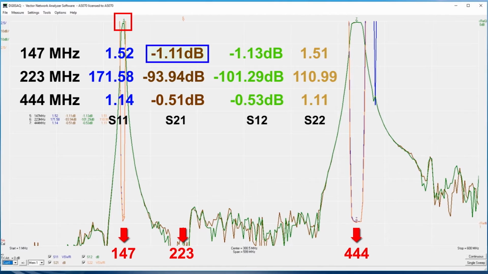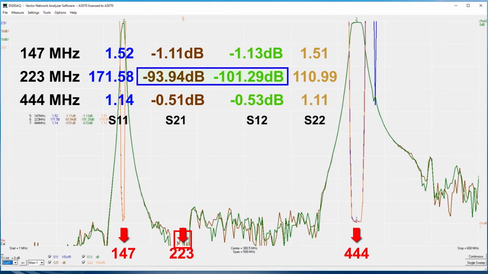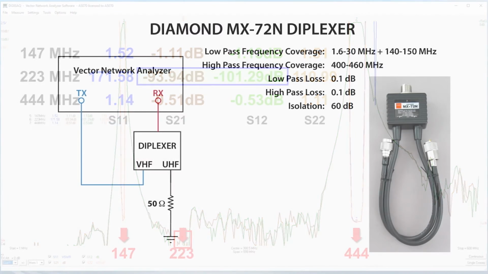S21 is minus 1.11 decibels and minus 0.51 decibels at 147 and 444 MHz respectively, and S12 is minus 1.13 decibels and minus 0.53 decibels at 147 and 444 MHz. The transfer losses are in excess of minus 90 decibels at the intermediate frequency of 223 MHz.